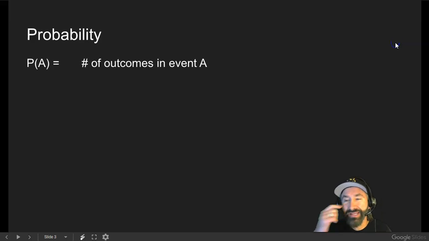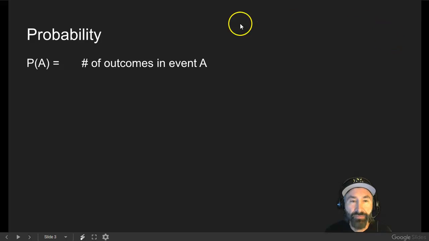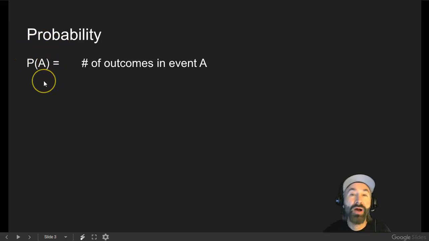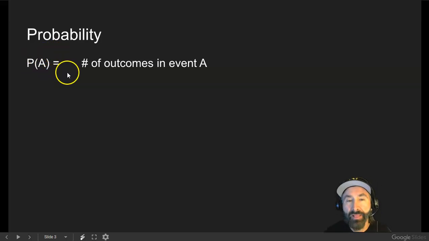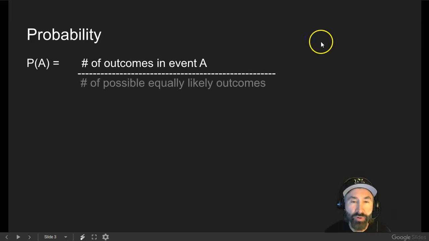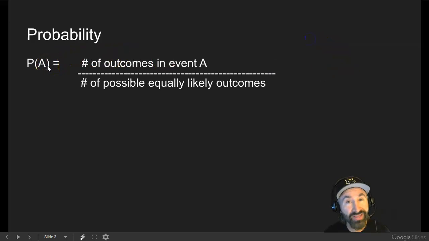So how exactly is counting related to probability? Well, let me introduce you to some probability notation. If we see a P and then parentheses A like this, we say that as the probability of event A occurring. That is what that notation means. Here's the formula. To figure out the probability of event A occurring, we have to count the number of outcomes in event A, and then we have to count the number of possible equally likely outcomes for the situation that we're talking about in general.